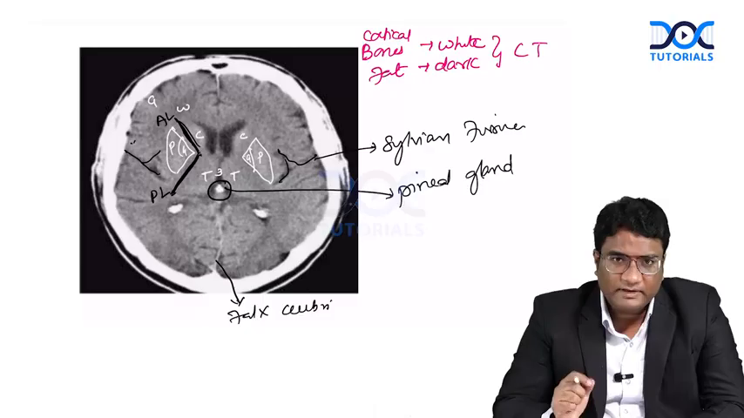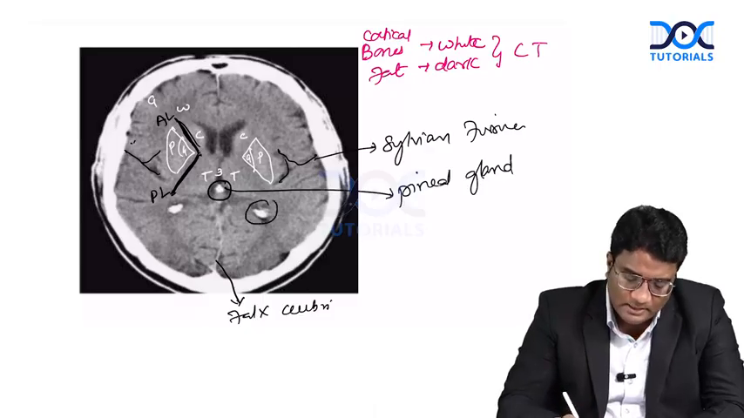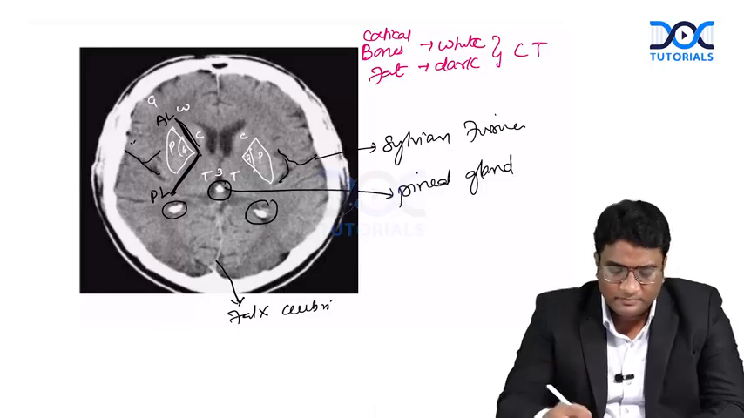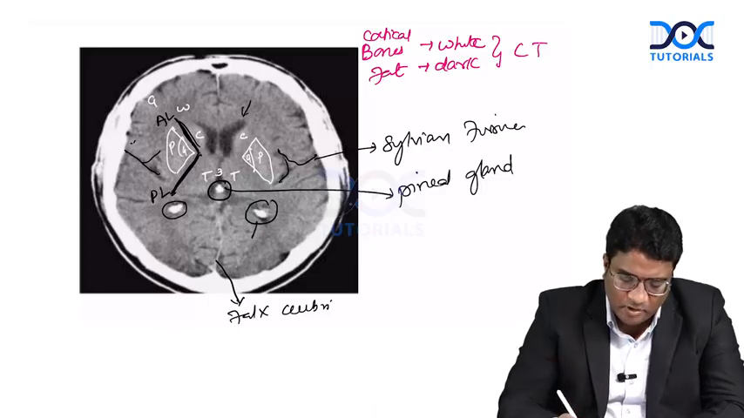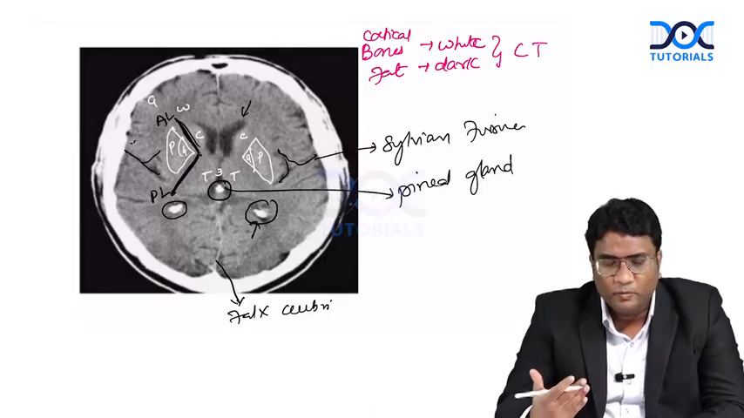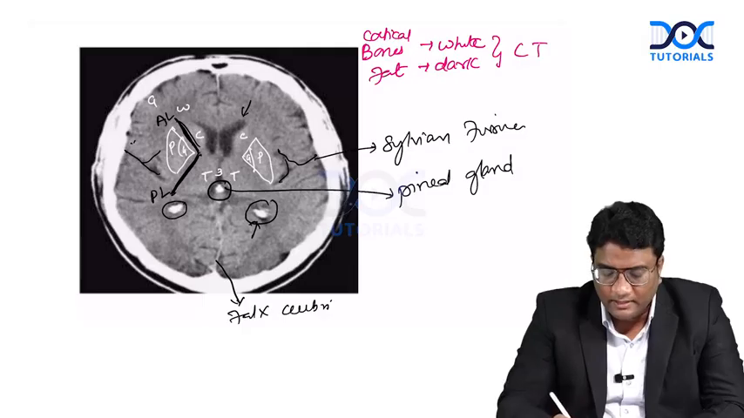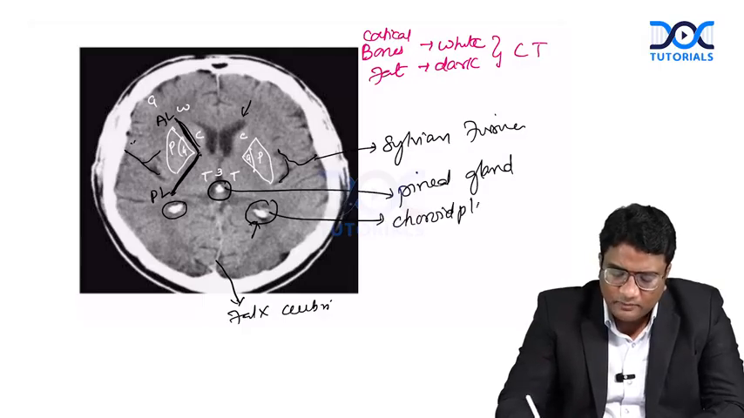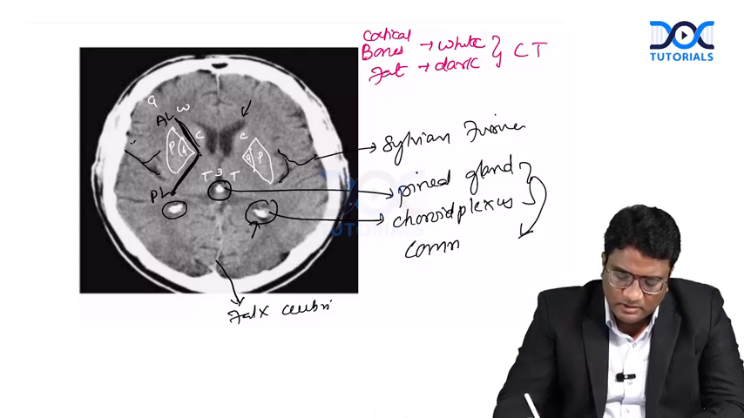Another normal site of calcification is the choroid plexus. The choroid plexus is located within the occipital horns of the lateral ventricle. These are the frontal horns, these are the occipital horns of the lateral ventricle. Within the occipital horns, you see calcifications of the choroid plexus. These are very common sites of calcification.